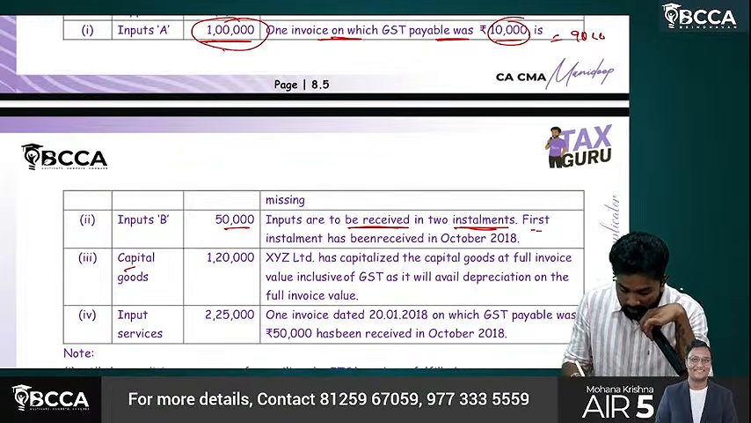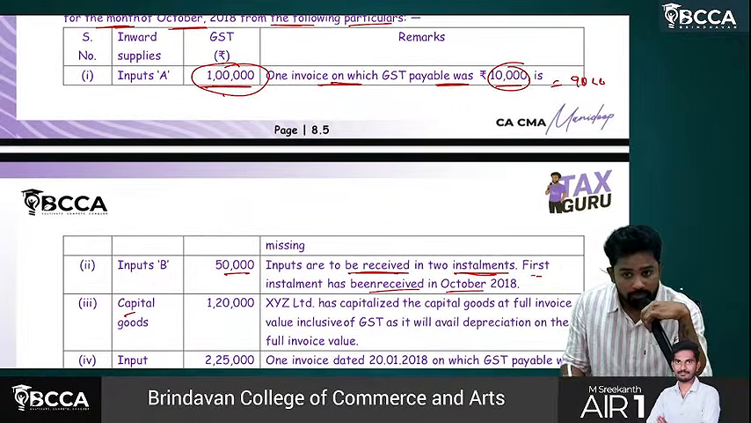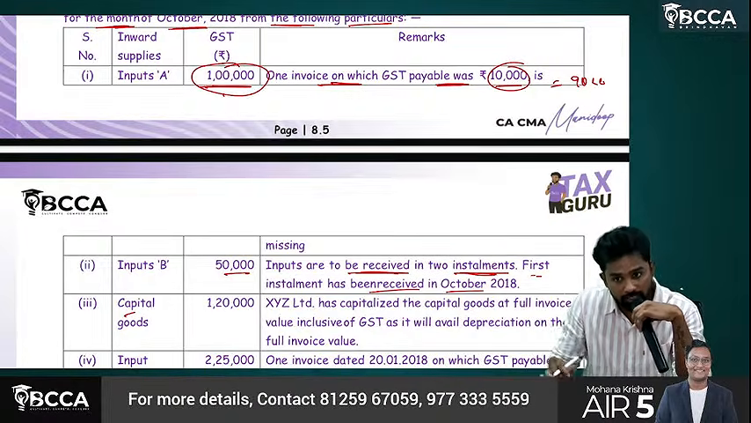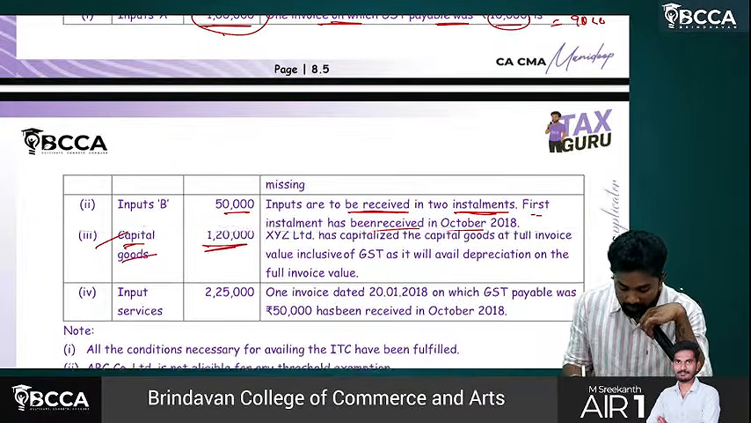Whereas the first installment was received in October, the second installment is yet to be received. Can they avail ITC, sir? No. Only on receipt of the second installment they can avail ITC. Okay. Then capital goods, 1,20,000.